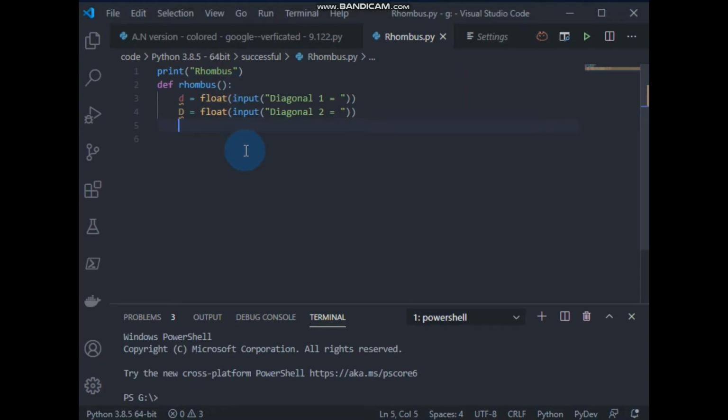I am representing E as half of diagonal 1, that is 1 by 2 multiplied by diagonal 1, and F as 1 by 2 multiplied by diagonal 2, and then side equals, according to Pythagoras theorem, the root of E square plus F square.